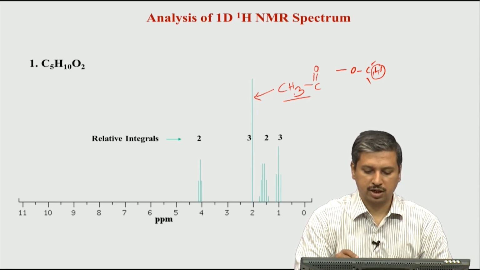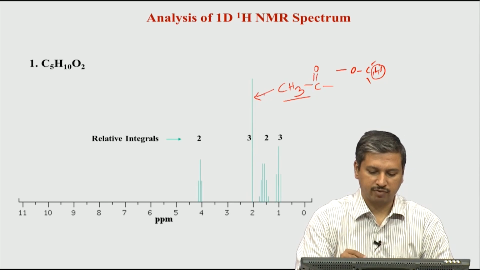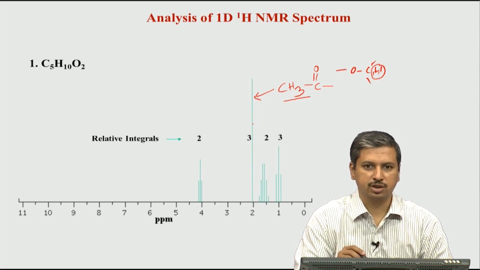and therefore, this CH3 is not having any hydrogen to couple with. So, this is basically the way to interpret this particular peak, which is showing a singlet, a tall peak, and it is having integration 3. So, 3 corresponds to 3 hydrogens.